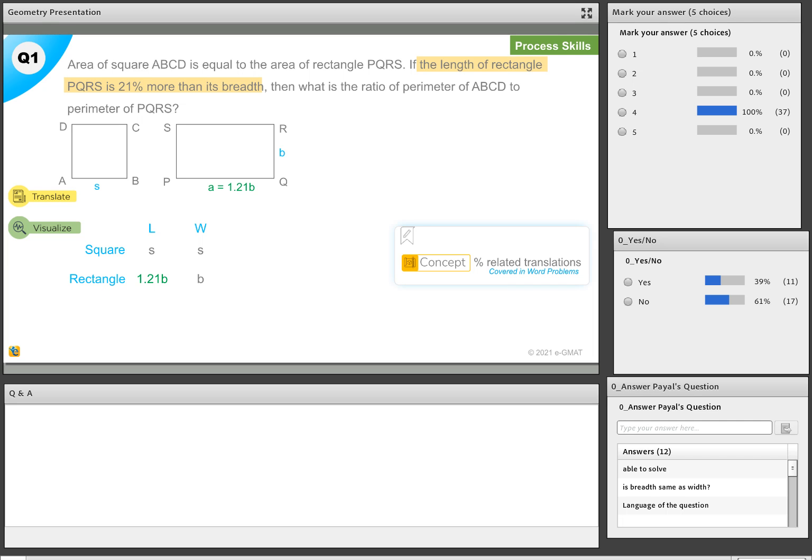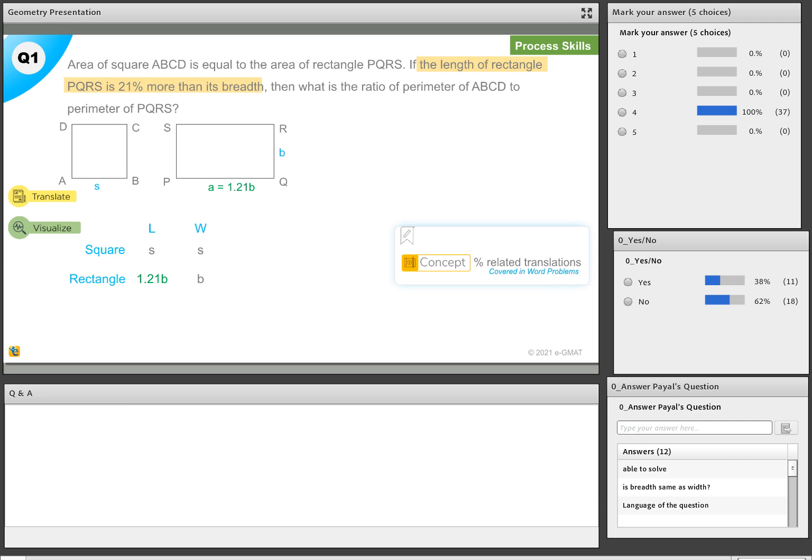Now, how do you get to that level? You get to that level by going through the specially created module in the Word Problems course, in which we talk about how to do translations. And we have a separate concept file in which we teach you how to do percent related translations.